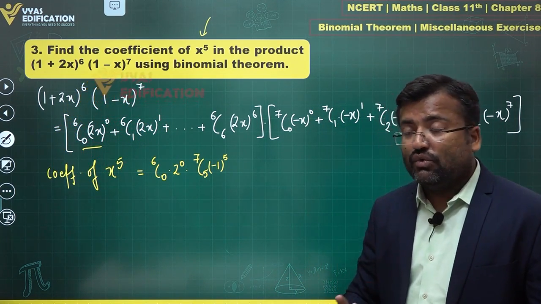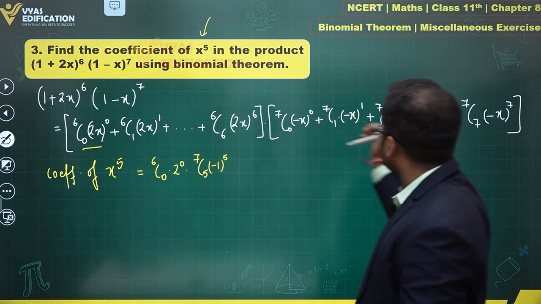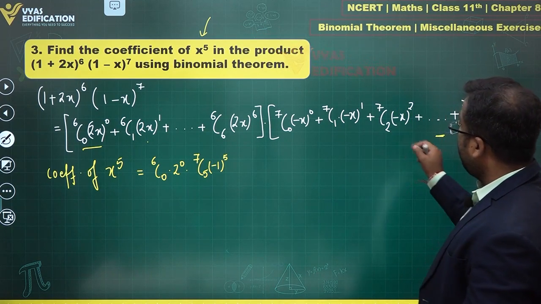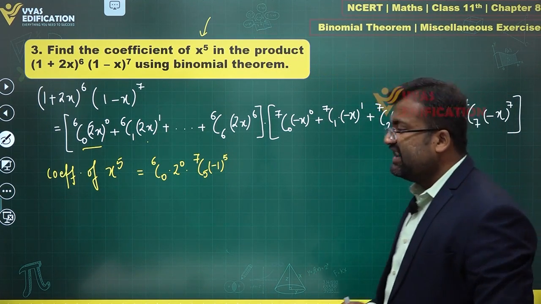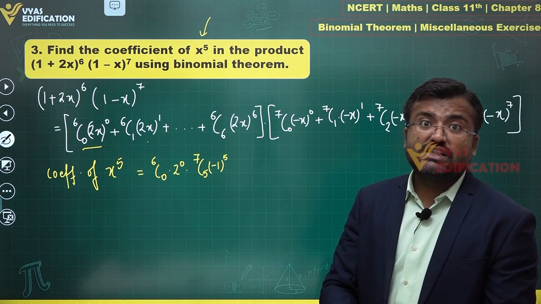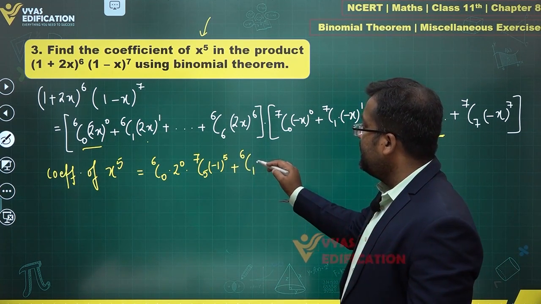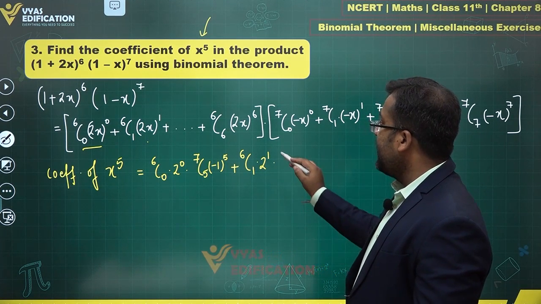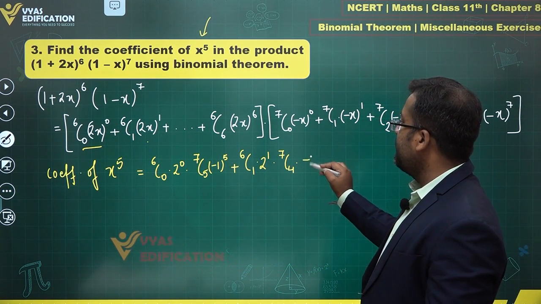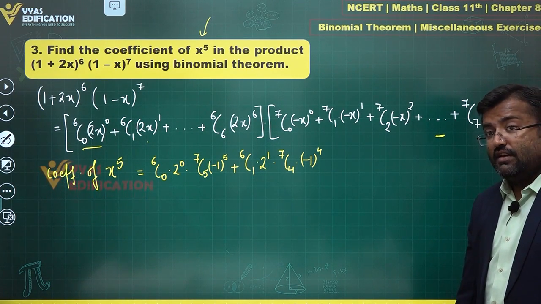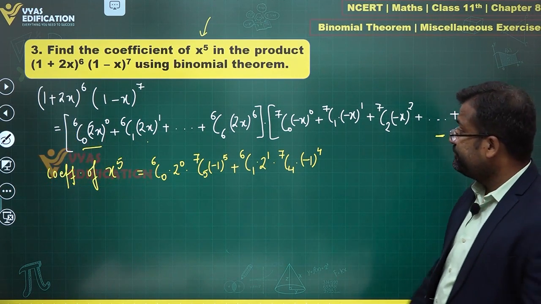Is this all? No. This is from the product of this with this. X power 1 can also be multiplied with x power 4 over here. Let's do that. That will also give us an x power 5 term. Yes. Like terms have to be added together. So let's add that term. 6c1 times 2 power 1 gets multiplied with 7c4 times minus 1 power 4 from here. Is that okay? Yes, that's okay.